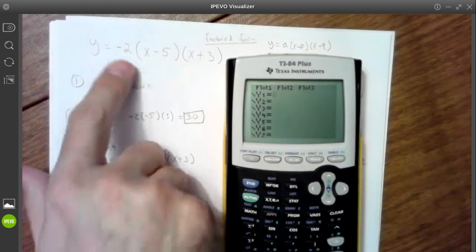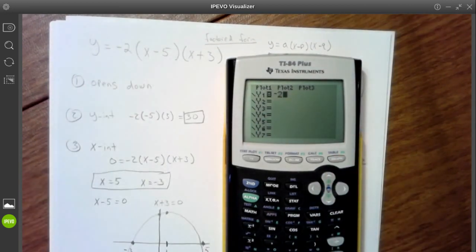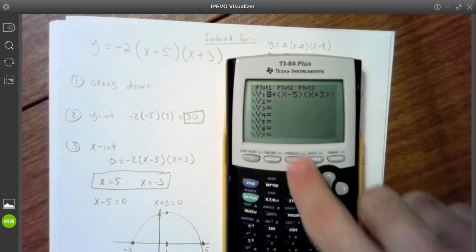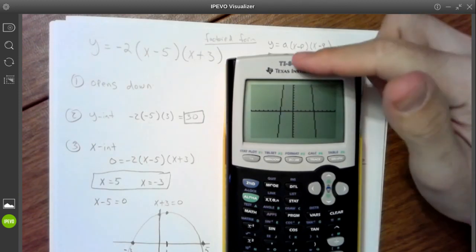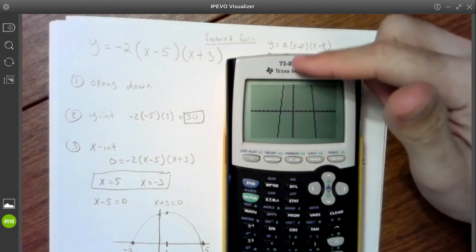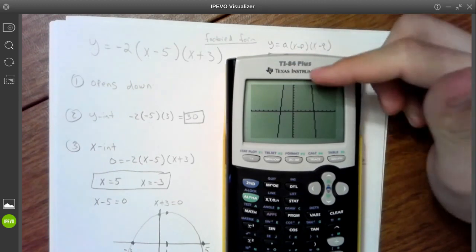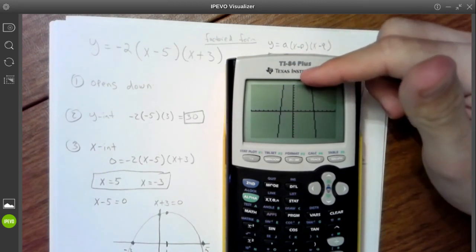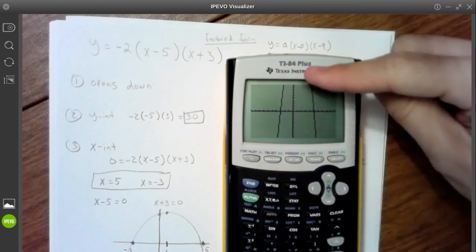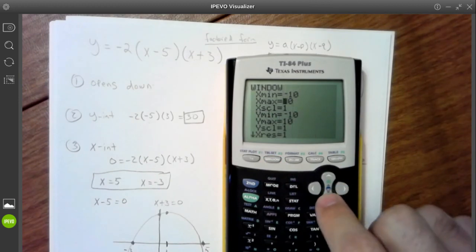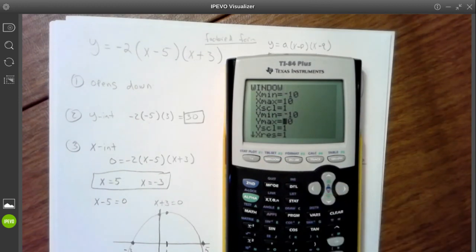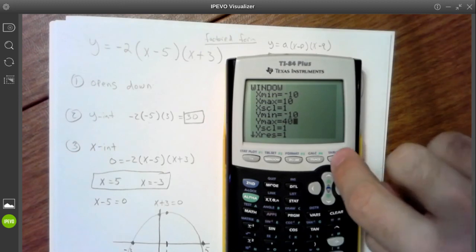I'm going to do negative 2, parentheses x minus 5, x plus 3, and then we'll graph it. So zoom standard. You see here we're missing a ton of the information because the calculator's lopping off all the top part. So what I'm going to do is extend my y values. I'm going to change my window so that my y maximum is higher. I'm going to change my y maximum to like a 40 and then press graph.